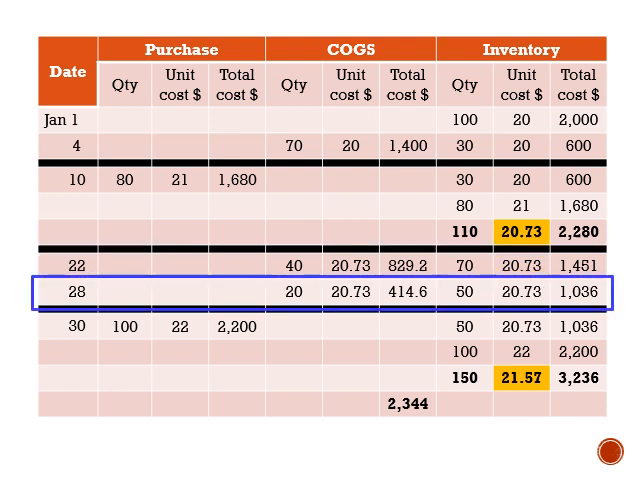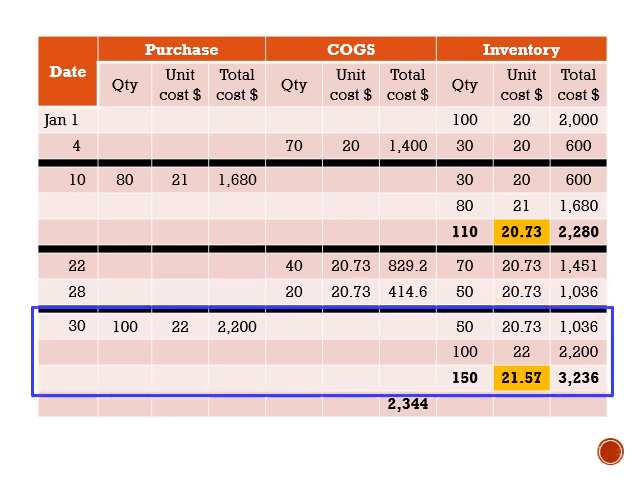On 28th of January, there is another sale of 20 units. Again, we can take from any batches, it does not matter. The cost of goods sold will be at $20.73 per unit, leaving a total of 50 units at $20.73 per unit cost. On 30th January, there is a purchase of 100 units at $22 per unit.